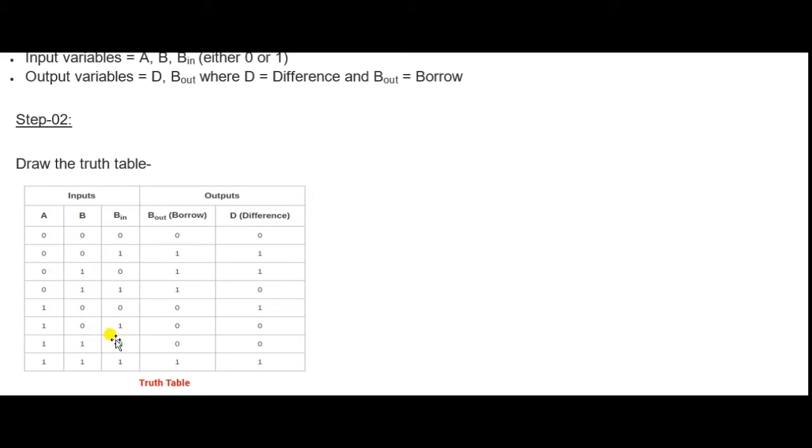0 minus 0, difference 0, borrow 0. The next 1 minus 1, difference 0, borrow 0. Alright, now this output 0 will be subtracted with 1. 0 minus 1, difference 1, borrow 1.